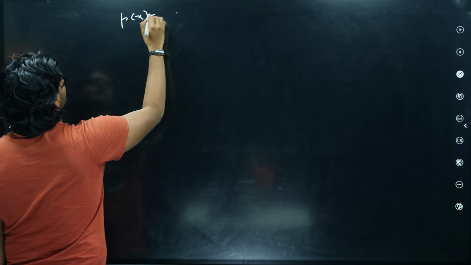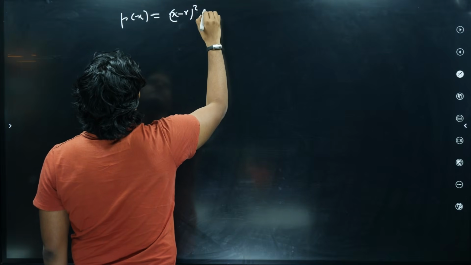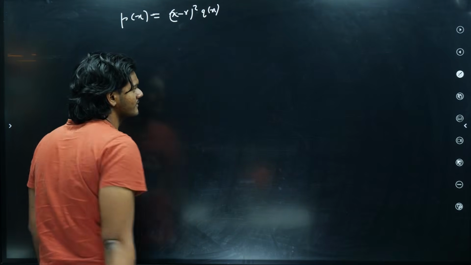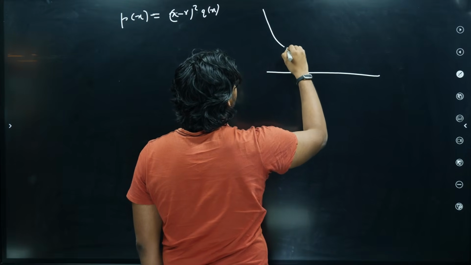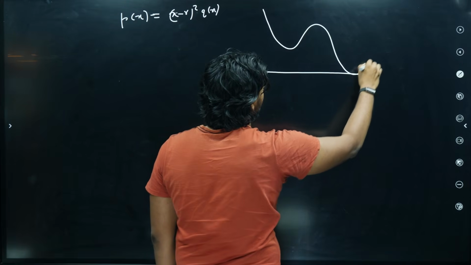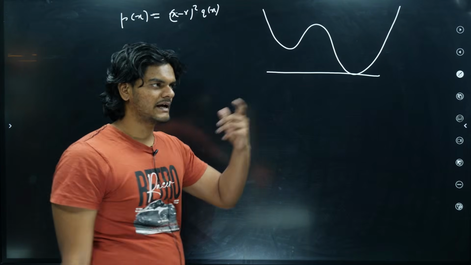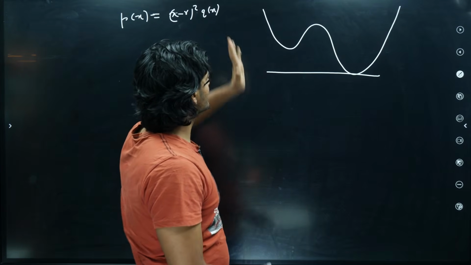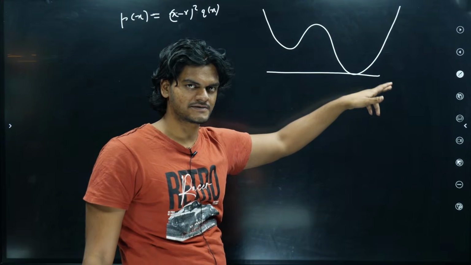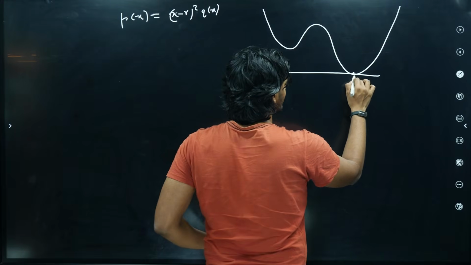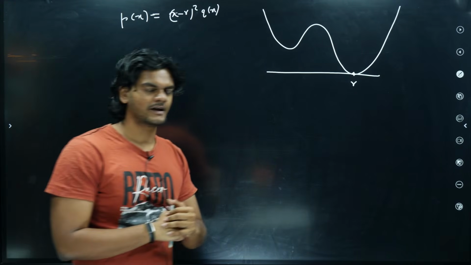But what happens if P of x is of the form (x minus r) whole square into q of x? This has imaginary roots. It will look something like this. Since it is a biquadratic, it will be going to infinity on both sides. It might take some curves, but it will have exactly one root here. This is how I would imagine it looking.